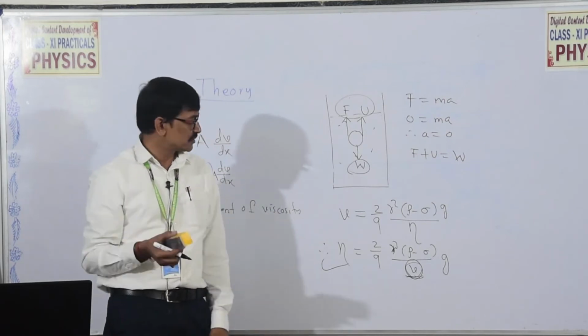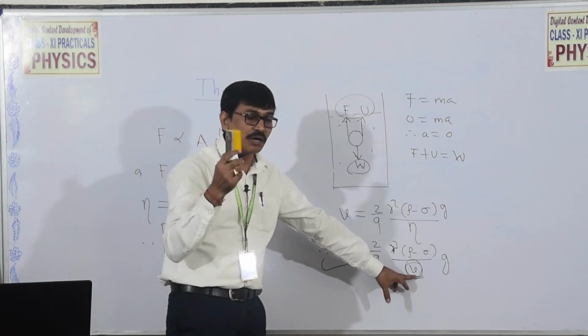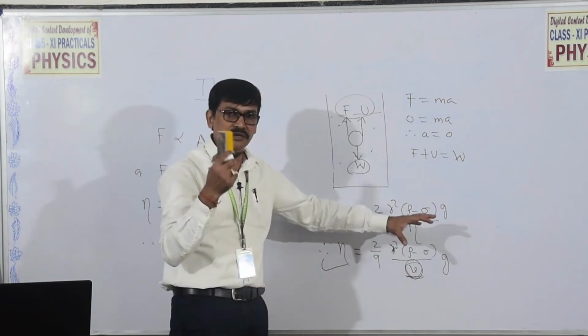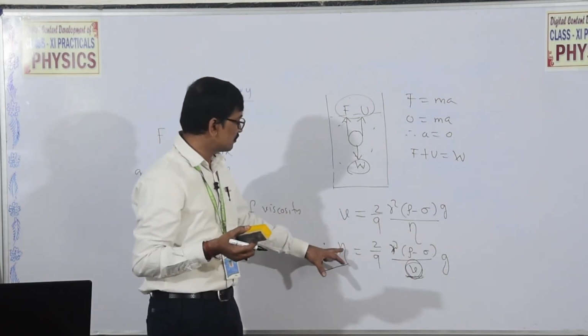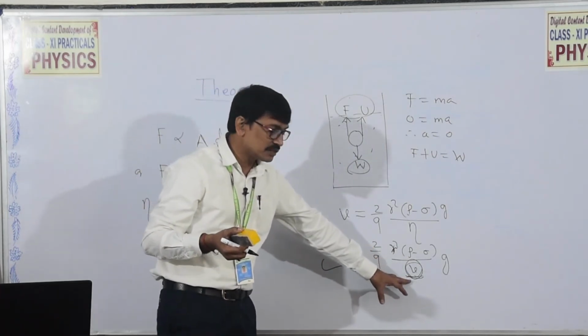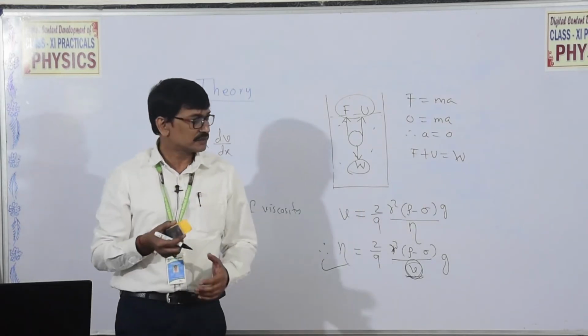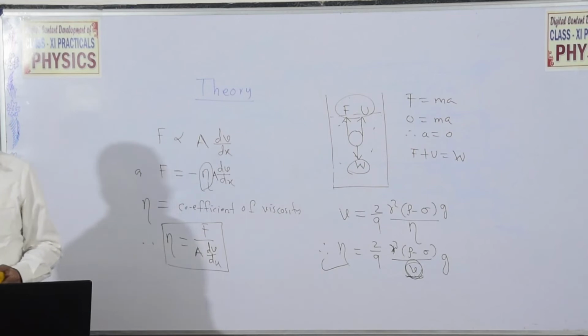Now, I will explain how to calculate terminal velocity. Here our only aim is to measure the terminal velocity. After measuring the terminal velocity, we can measure the coefficient of viscosity. Okay. Now I want to explain how to calculate the terminal velocity by taking the observations. Now, proceed.